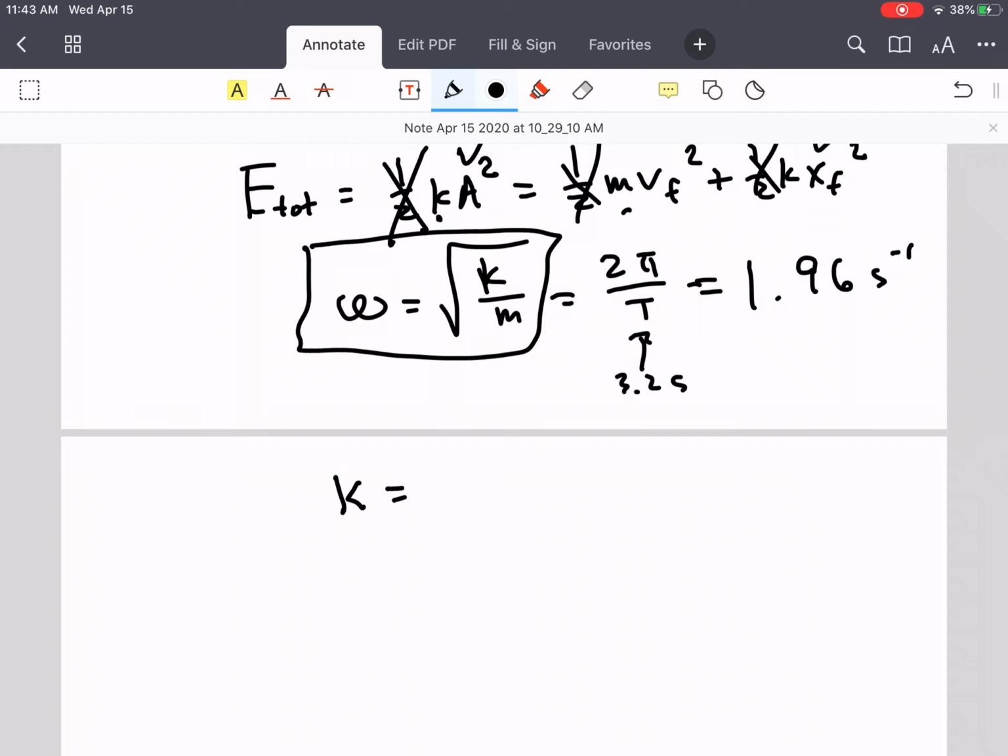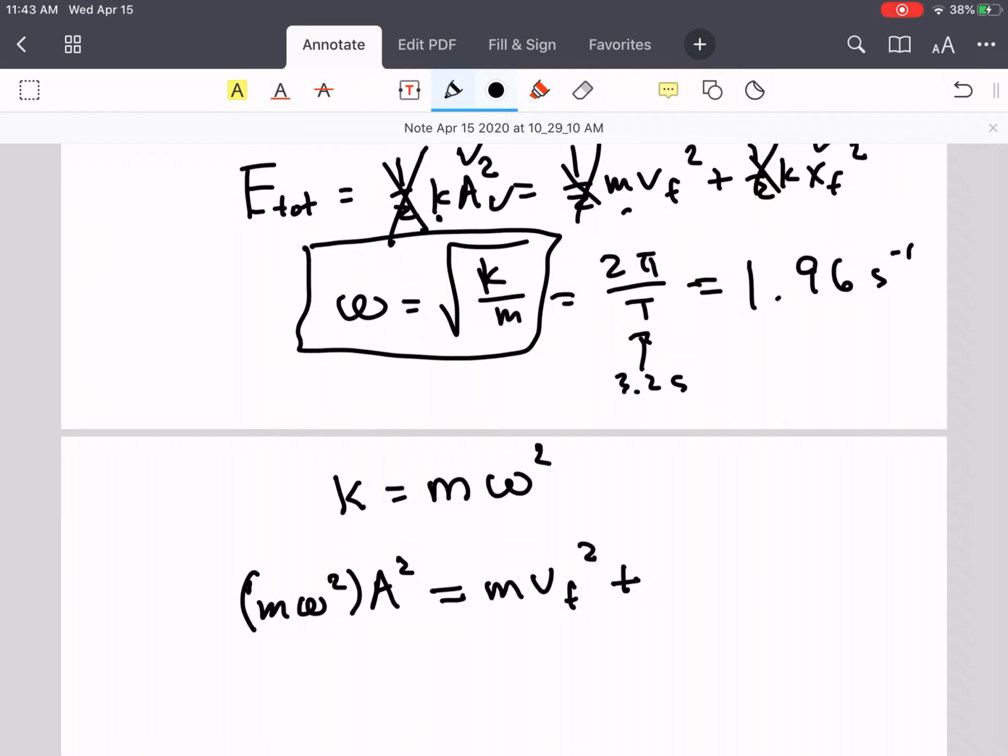I get that k is equal to m times omega squared. That's something we use a lot. And now I'll plug that into my energy conservation formula. So I have k, which is m omega squared, times a squared, is equal to m times v final squared plus k again, which is m omega squared times x final squared. And now I'm cooking with gas because I can cancel out those masses.